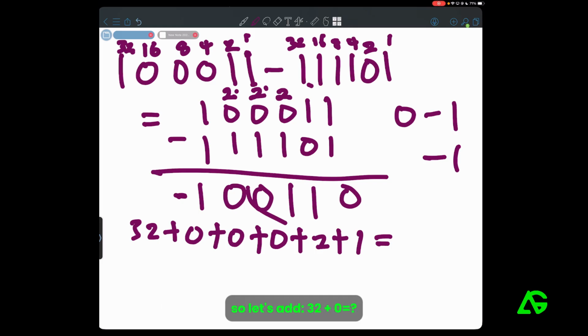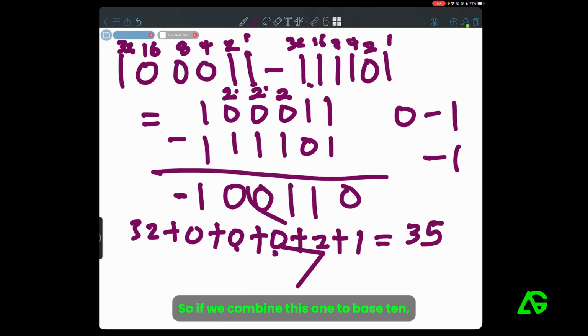So let's add: 32 plus 0 is 32. That same 32 plus this 0 is still 32. Plus this 0 is still 32. 32 plus 2 is 34. Plus 1 is 35. So if we convert this one to base 10, it's going to give us 35.